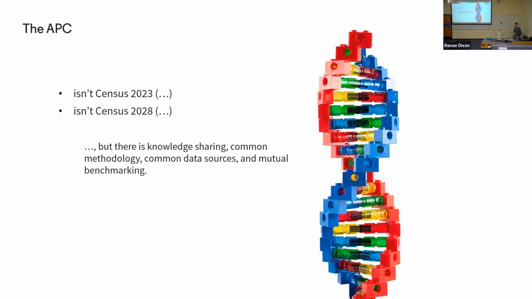The APC also isn't Census 28. That model hasn't been decided yet. It's not clear what that will look like. We're currently in the phase of making that decision as an organization. But it's not too far-fetched to say that a lot of the ideas and learnings from the APC will inform the decision-making, and some of these ideas and methodologies might end up there again.